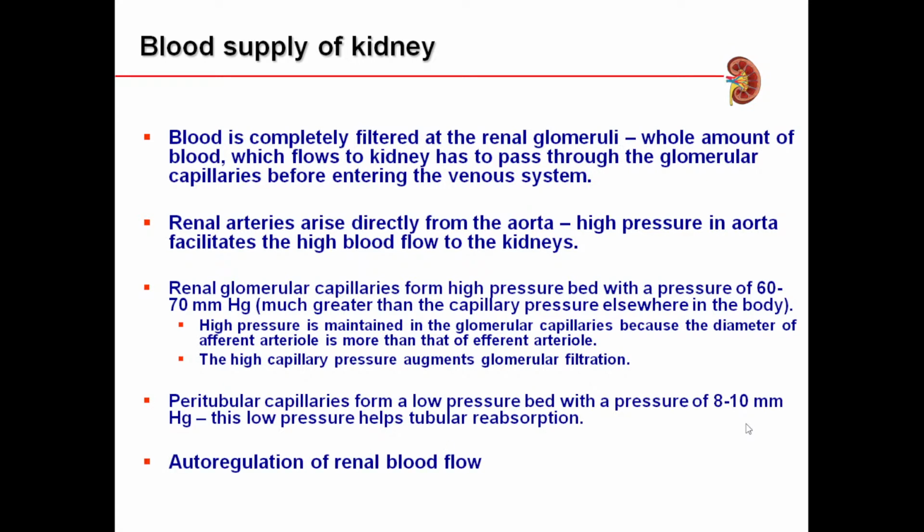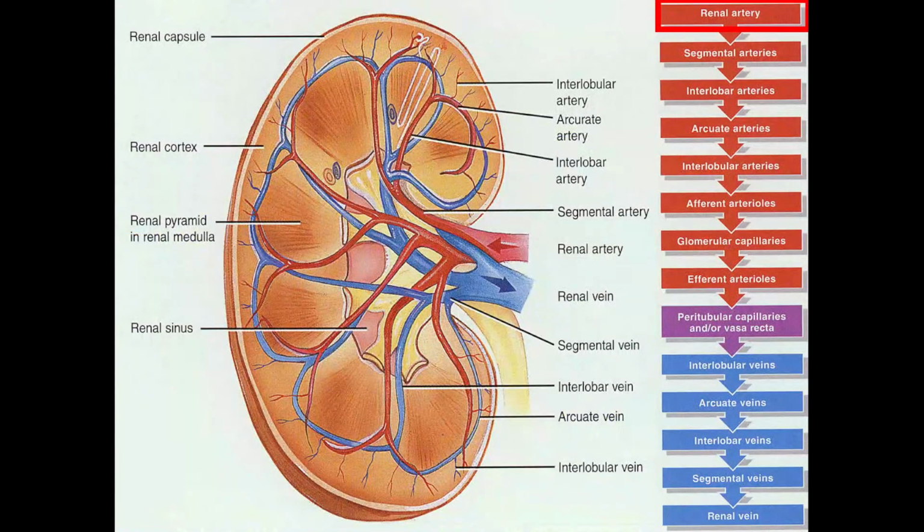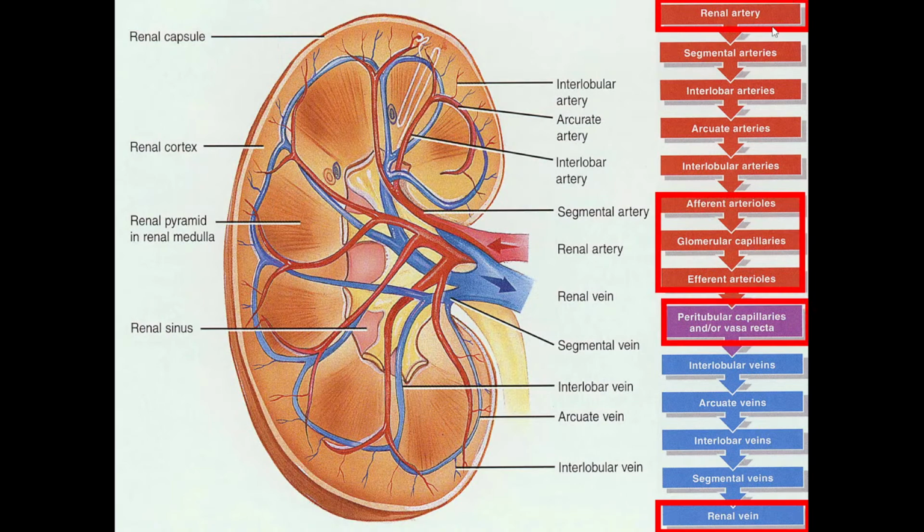Autoregulation of renal blood flow is also nicely developed in the kidneys. And blood flow to the kidneys is measured by using plasma clearance of para-aminohippuric acid. So on this slide you can see the overview of the blood supply of the kidney, which begins with the renal artery and ends up with the renal vein.